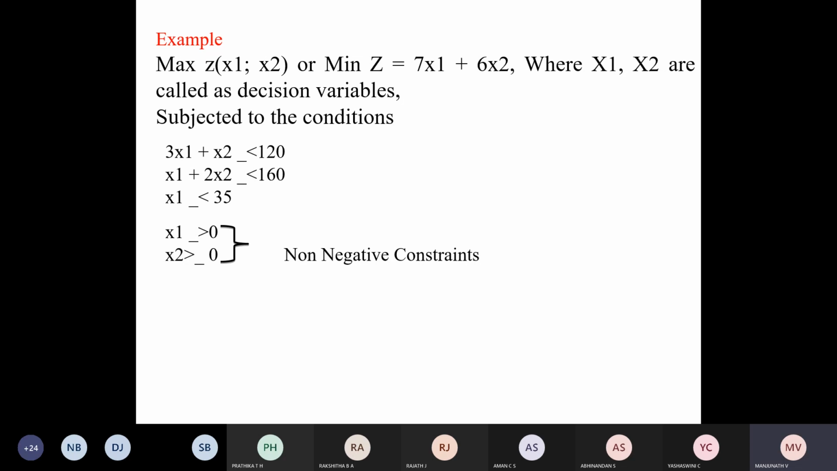Please copy the problem. Done, sir. Shall I continue with the solution? Sir, wait. Okay, okay. Please copy it.